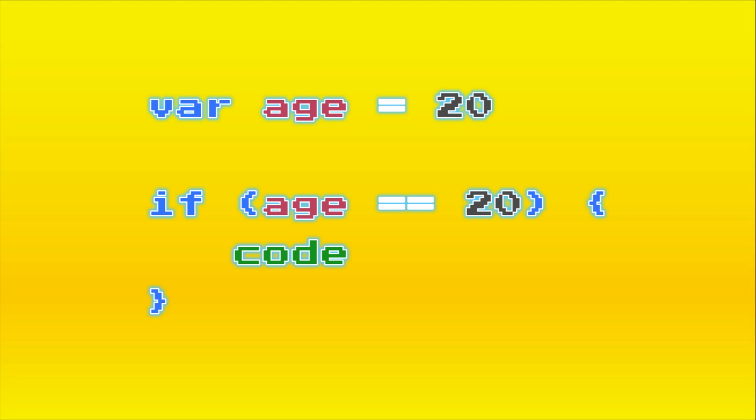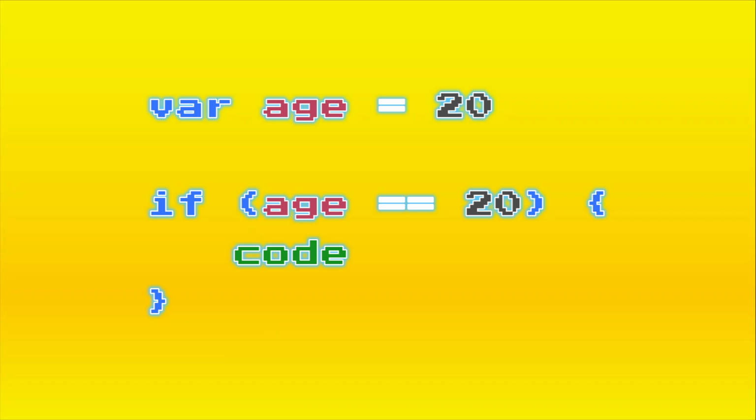Let's explain it again. We create a variable with the name age, and give it the value of 20. After, we write the if statement, that compares the value of the variable age, if it is equal to the number 20. In this example it is. So, the code inside the curly brackets is executed.